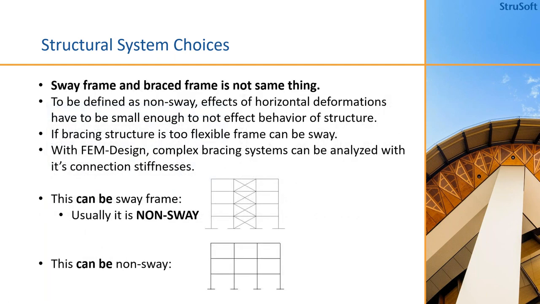Then when you want to design these lateral load resisting systems, it's a good idea to know whether it is a non-sway or sway frame. And usually people have the idea that these types of frames which have bracing are called non-sway, but that is not the case in reality and in the Eurocode, because this type of frame can also be sway. Because if we have a really flimsy bracing system, it means that the sway effects are really high, as they are in this project. So you really have to consider whether this is a sway or non-sway system. Just by looking at the structure, you cannot tell.